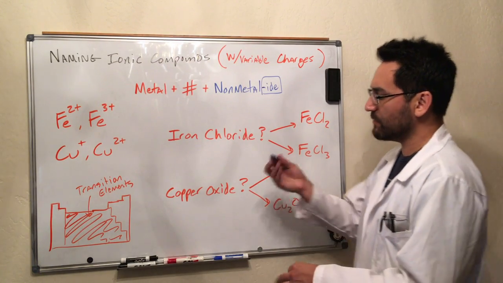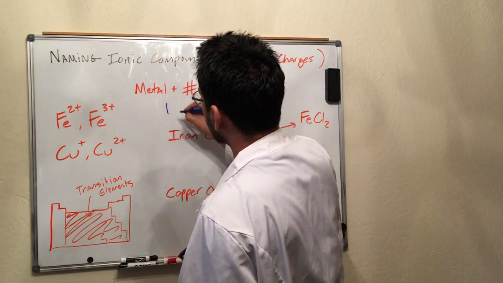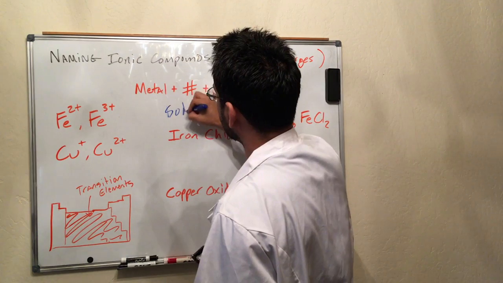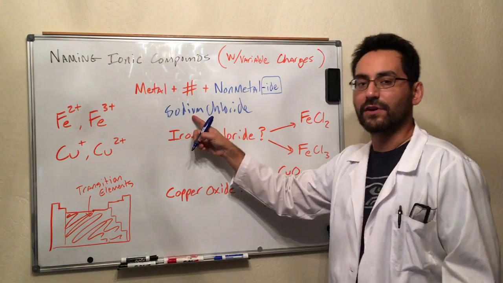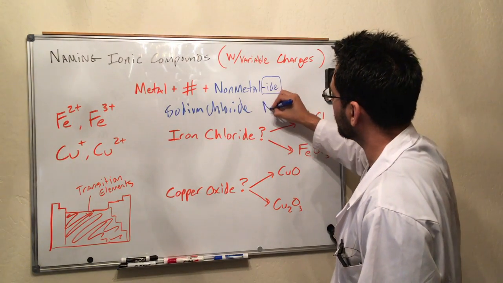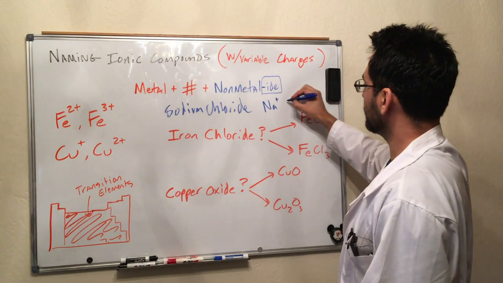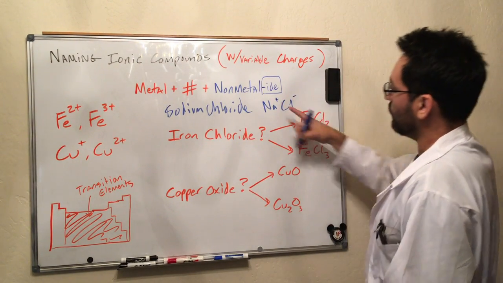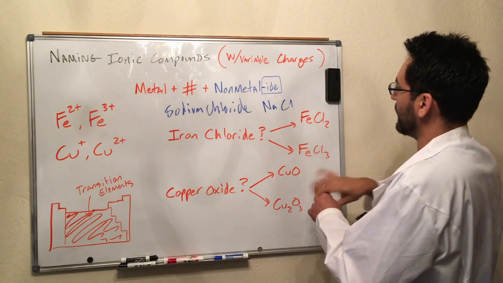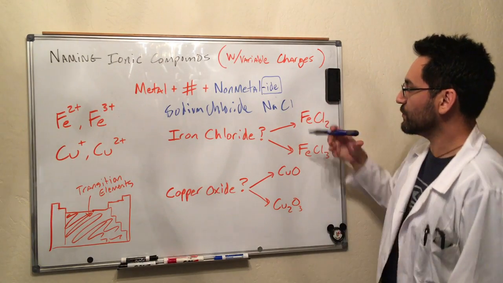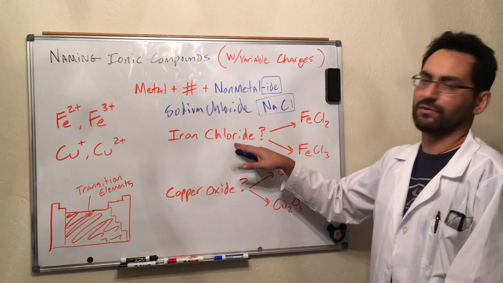So for example, if someone told us to write the formula for sodium chloride, well, we know what the ion of sodium looks like. It's Na+. And we know what the ion of chlorine looks like. It's Cl-. So 1 plus and 1 minus pair together, and we get sodium chloride. So this would be the formula for sodium chloride. But what about iron chloride?